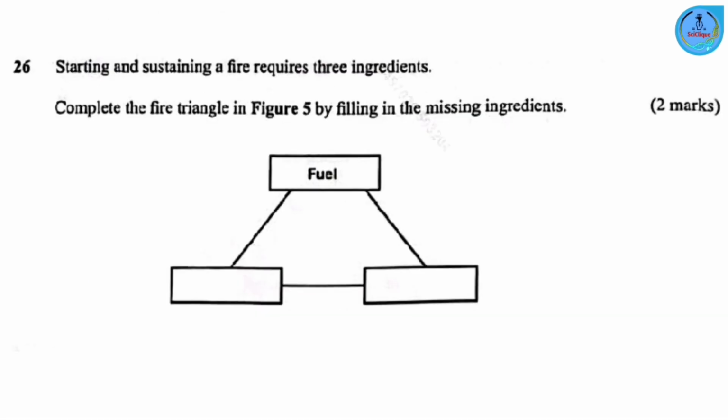Next question. Starting and sustaining a fire requires 3 ingredients. Complete the fire triangle in figure 5 by filling in the missing ingredients. Okay, so if you want to start a fire and sustain it, ensure it continues burning, you need fuel, you need oxygen, and you need a source of heat to start it off. Okay, cute question.